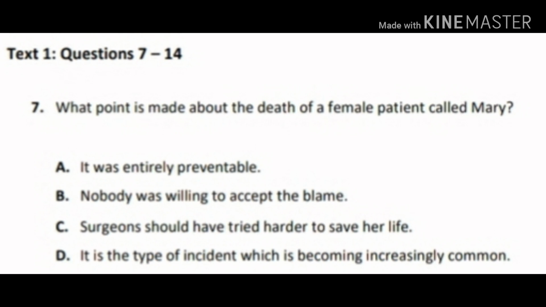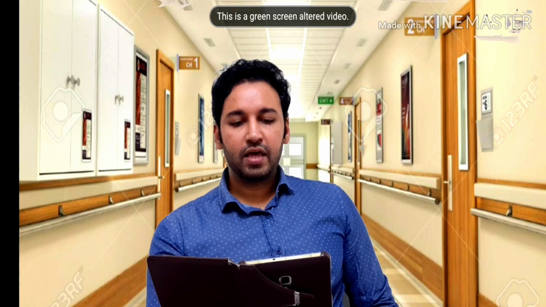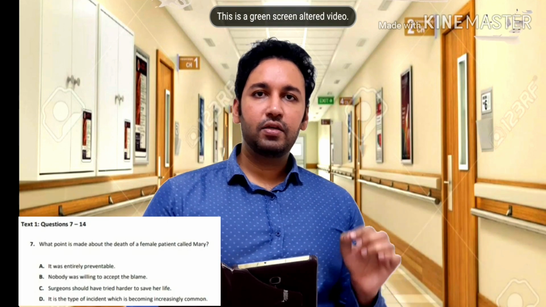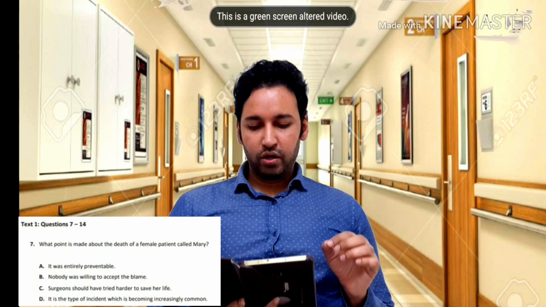The thing that's very important is to first understand the question, that we have understood the question in the correct way. Because if the understanding of the question is wrong, we will for sure get a wrong answer. So let's try to understand what the question is demanding us to do. What point is made about the death of a female patient? So the subject is a female patient, Mary, and the topic is about the death. So what is the point?